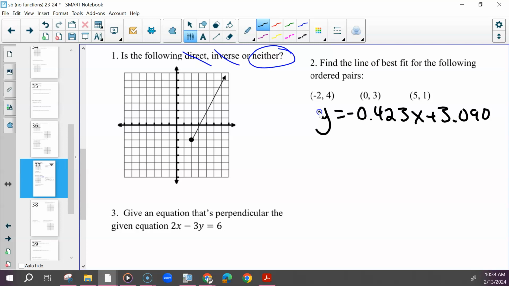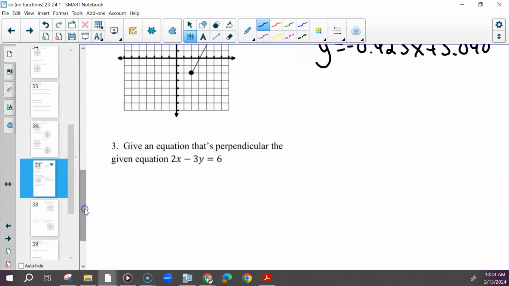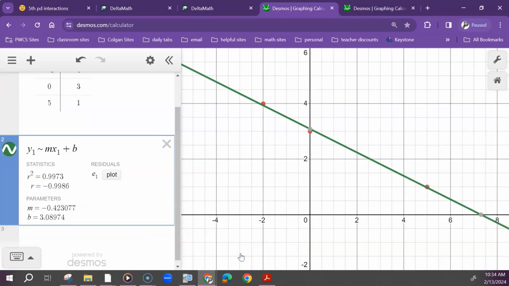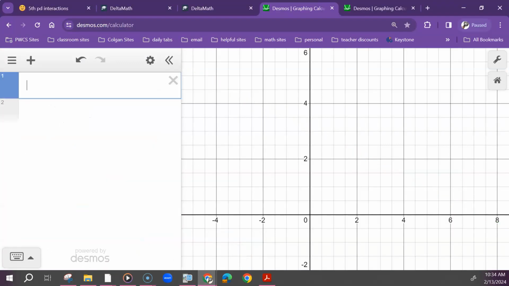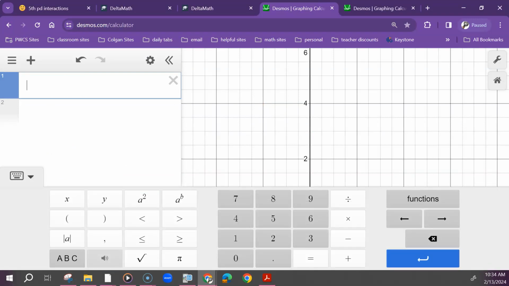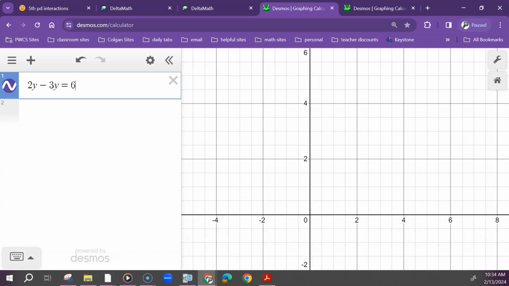And then number 3, we have to give an equation that's perpendicular to the given equation. So perpendicular is the flip, the negative reciprocal flip, and it's positive or negative. One's positive, one's negative. So if I type this equation in, what was that? 2x minus 3y equals 6 or negative 6. I need y twice.